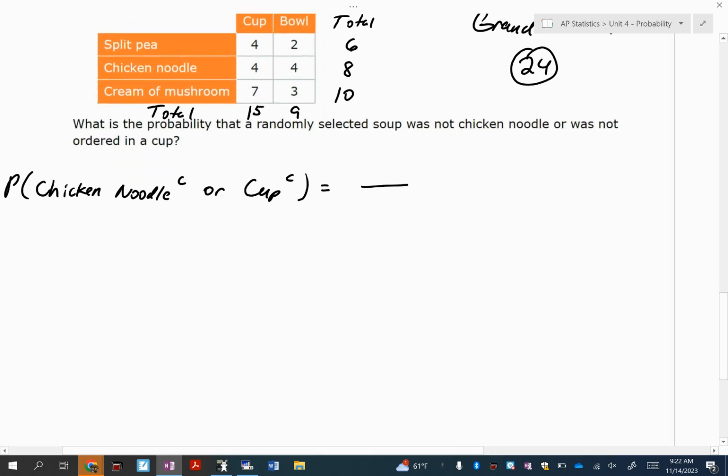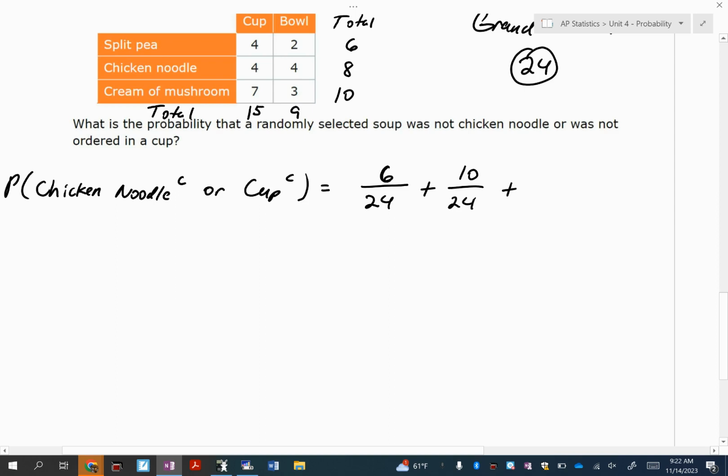So let's first start with not chicken noodle. If you just had to say the words out loud, don't say numbers, say words, what would be not chicken noodle? Split pea or cream of mushroom. So how many are split pea? 6 out of 24. Plus, how many are cream of mushroom? 10 out of 24. That's just the first part. That's just not chicken noodle.